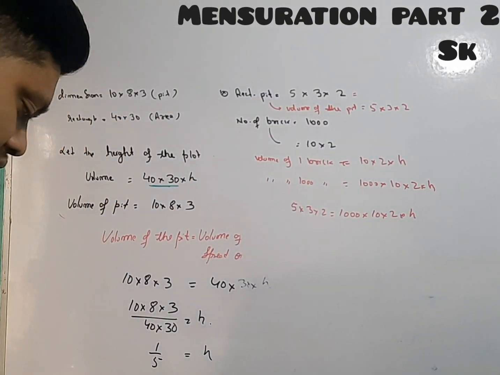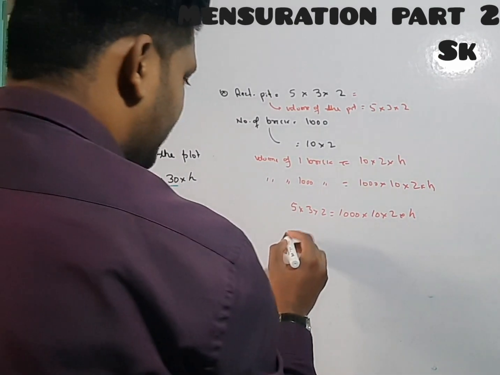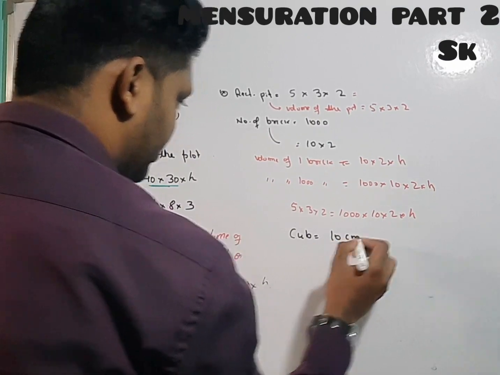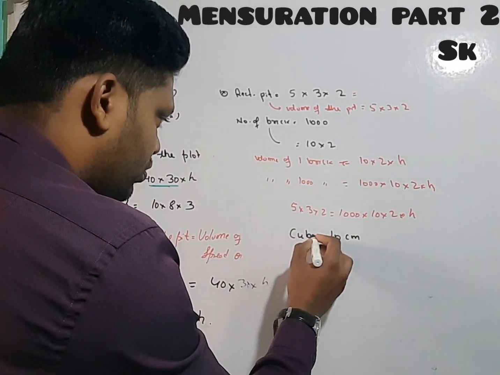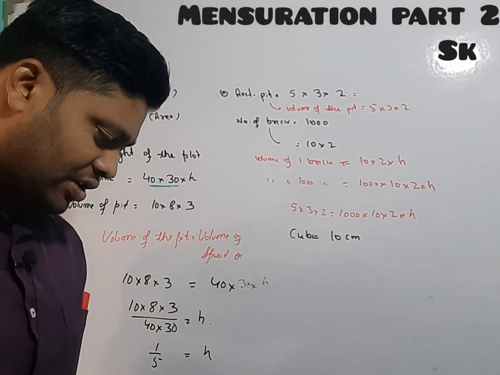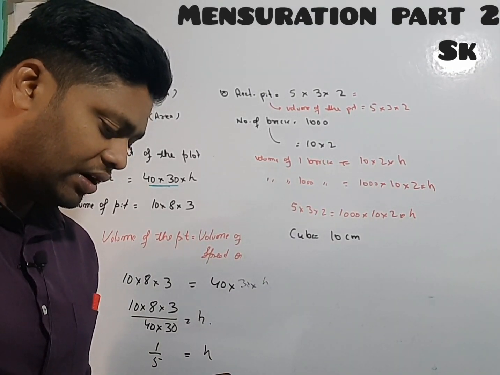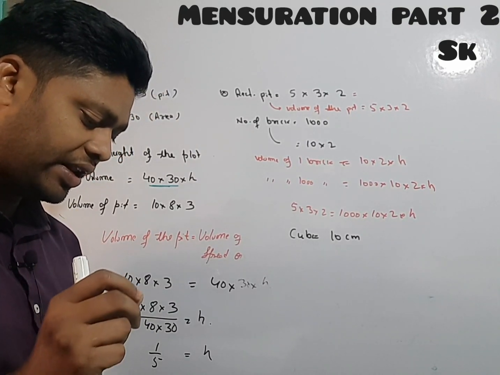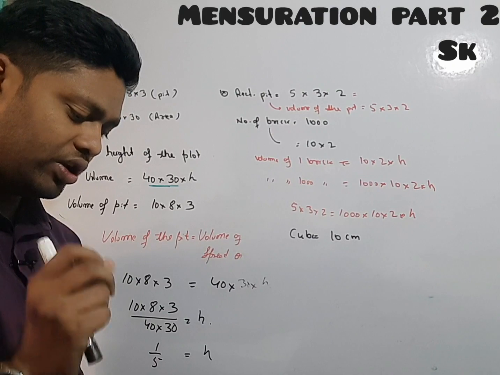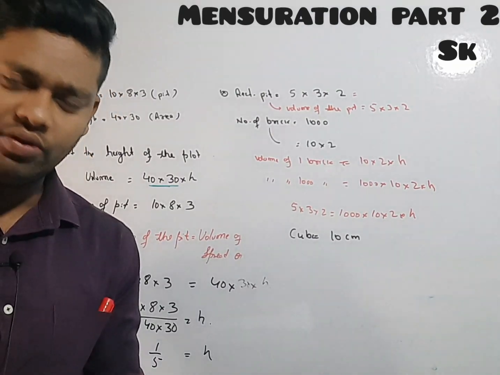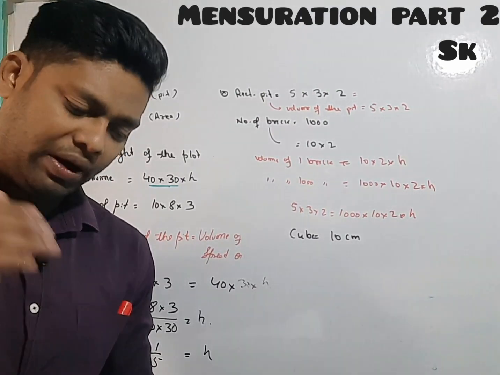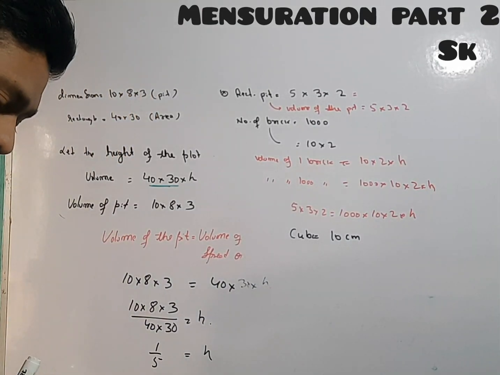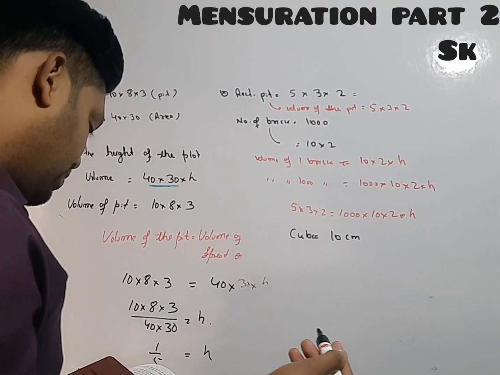So they are saying that a cube is there. In this case, the edge is 10 centimeter. The cube is completely immersed in a rectangular vessel containing water. A rectangular vessel is just like a container, which has water in it. They gave you the vessel dimension; a rectangular vessel means the dimension is length into breadth.